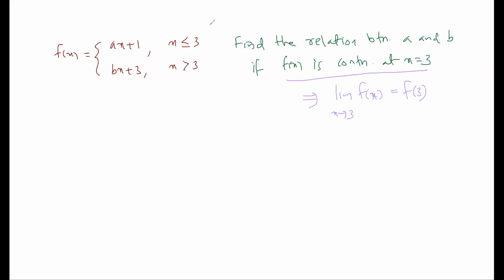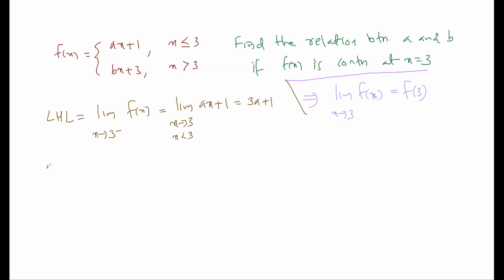So now we have to find the left hand limit and the right hand limit. The left hand limit is equal to the limit of that function as x approaches 3 from the left side. When you are approaching 3 from the left side, your number is less than 3. When x is less than 3, it is ax plus 1. So by direct substitution, it is 3a plus 1.